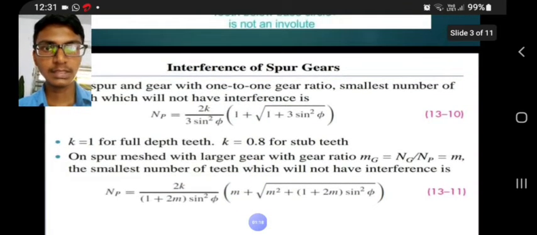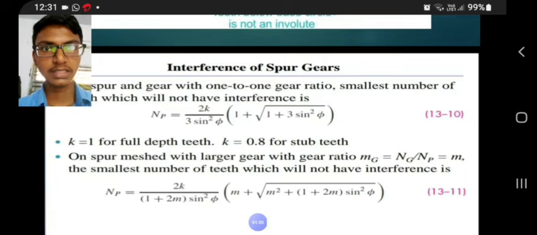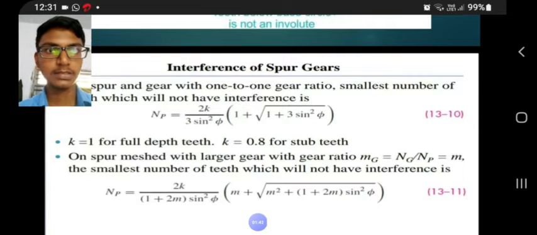Interference of spur gear. Interference is happening in all types of gear: spur gear, helical gear, and herringbone gear. Most gears will have interference, and there are many ways to reduce it by following certain steps. First of all, we are going to see the interference of spur gear.